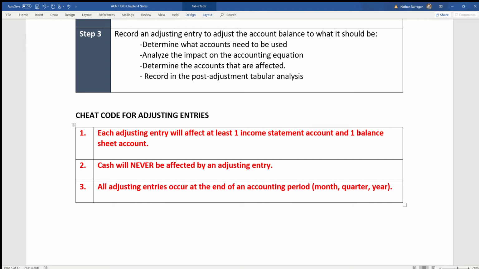All adjusting entries do occur at the end of the accounting period. So we do all of our journal entries, and we then hit the adjusting period. So usually their dates are always at the end, if we actually dated our transactions.